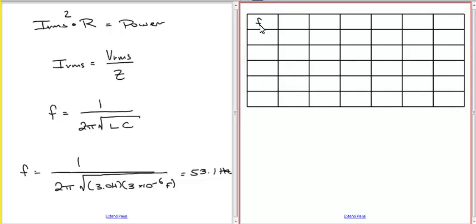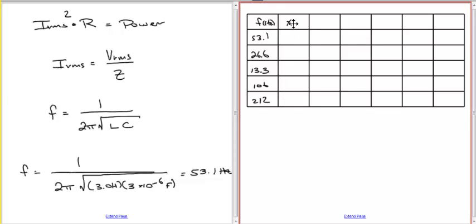Okay, so this is the frequency. So the resonant frequency is this. The first case was 1/2 the resonant frequency, which would be 53.1 divided by 2, 26.6. 1/4, so divide that by 2 again, which would be 13.3. Double: 53.1 times 2 is 106. And then times 2 again would be 212. So those are the frequencies in hertz.